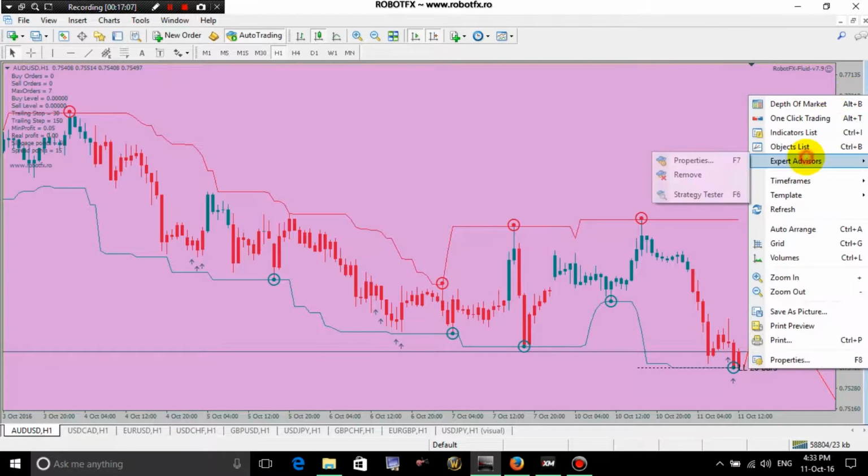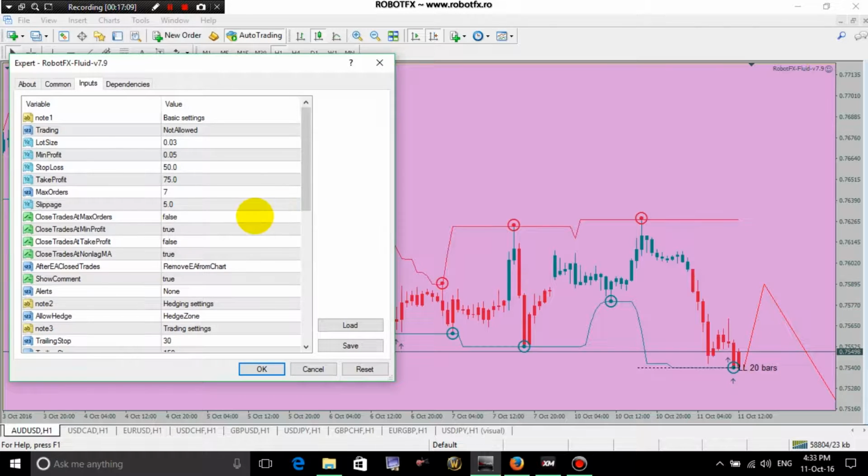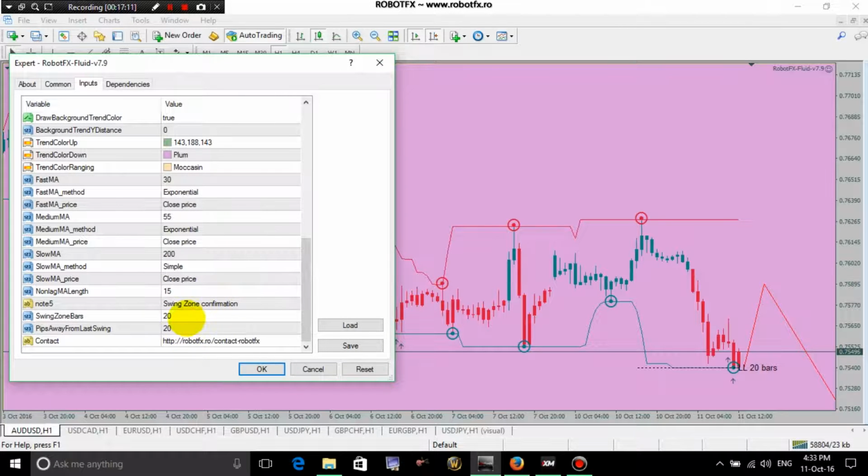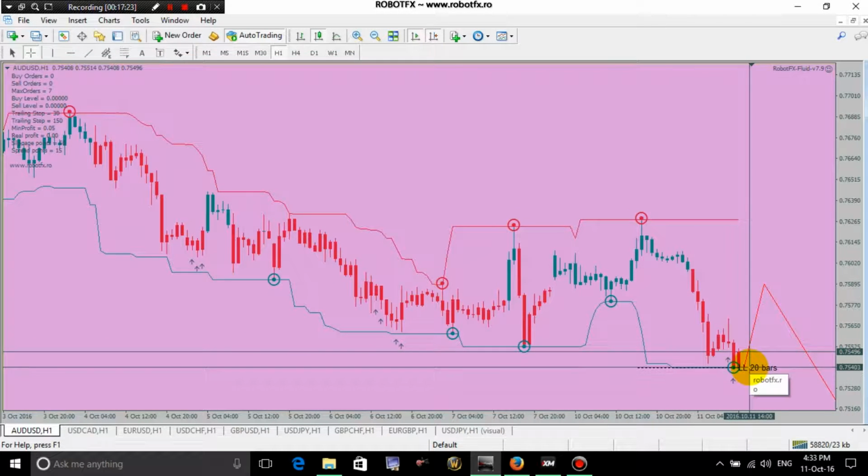I'm trying to open the settings again. Again, the swing zone bars is the number of bars that the highest high or the lowest low is calculated for. That's the number of bars. And then the pips away from the last swing is the pips away from the last lowest low.